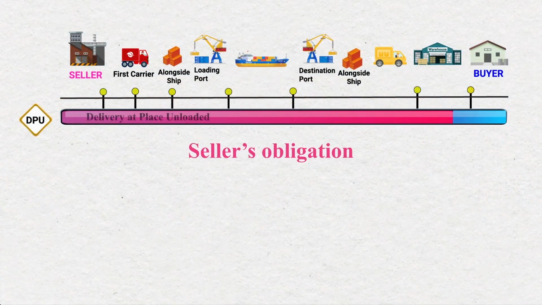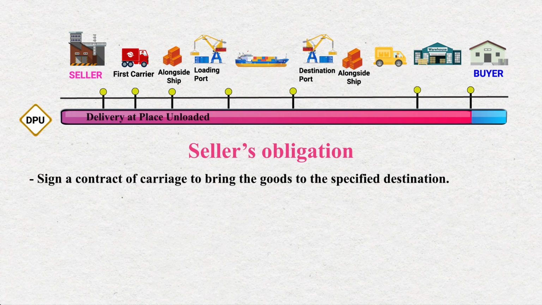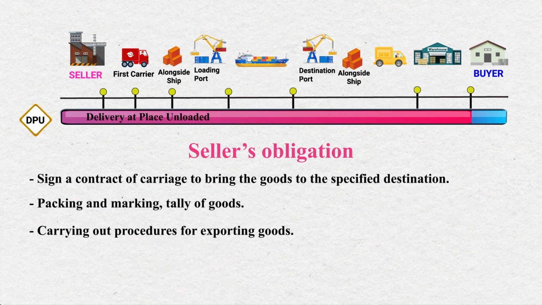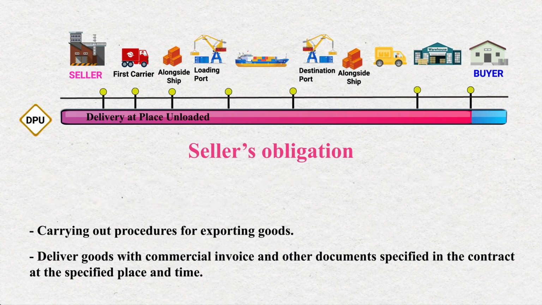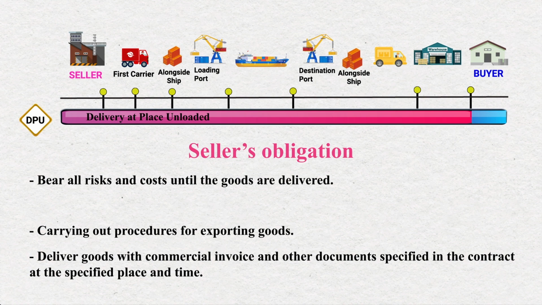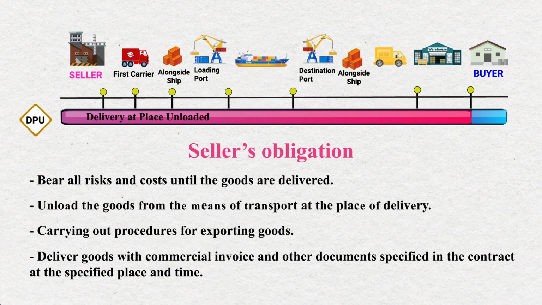Seller responsibilities are: sign a contract of carriage to bring the goods to the specified destination. Packing and marking, tally of goods. Carrying out procedures for exporting goods. Deliver goods with commercial invoice and other documents specified in the contract at the specified place and time. Bear all risks and costs until the goods are delivered. Unload the goods from the means of transport at the place of delivery.